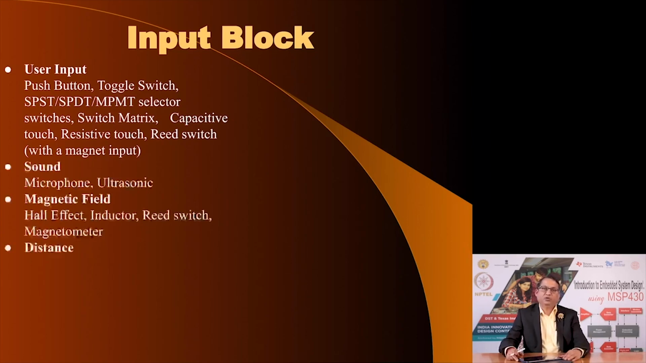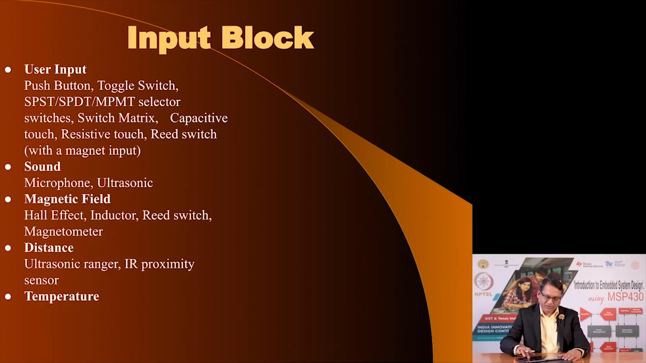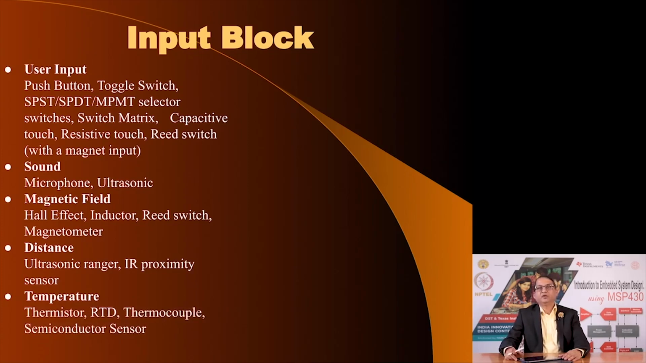You may want to read the distance to a certain object. For that you may use the ultrasonic ranger. You could use infrared proximity sensors. You may want to read the temperature of the environment, and for that many options are available. You could use a thermistor, an RTD device, a thermocouple, or a semiconductor sensor. In fact, the MSP430 microcontroller has an on-chip semiconductor based temperature sensor, so that you could also sense the temperature of the chip.